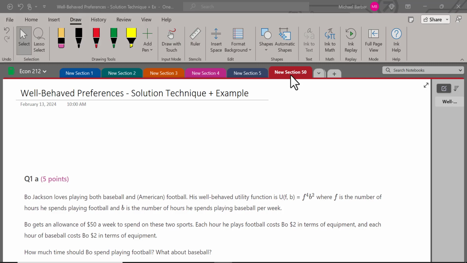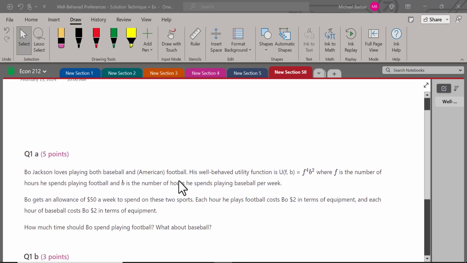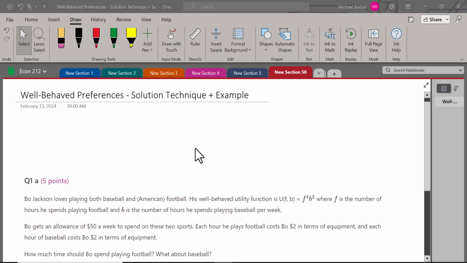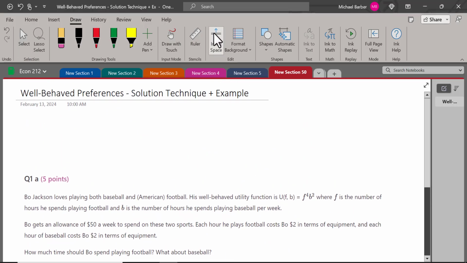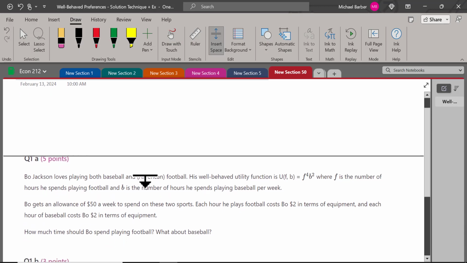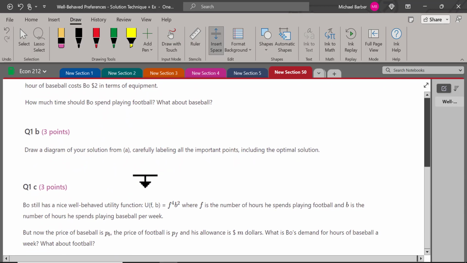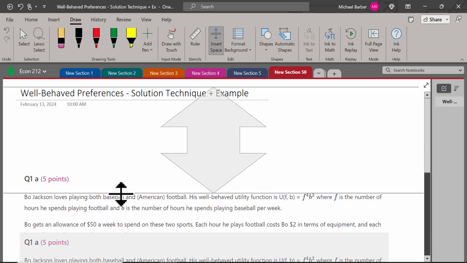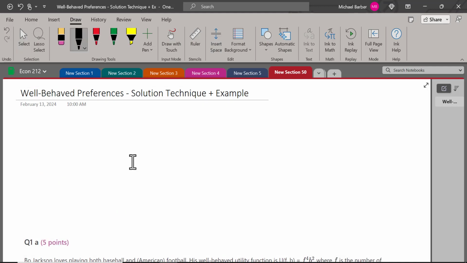All right, so the next kind of preferences we're going to look at are these well-behaved preferences. We'll talk about the general approach to solving these types of problems, and then we'll do this example like we did in class, and hopefully that will help. It's a numerical one at first, and then it gets a little bit more general down here.